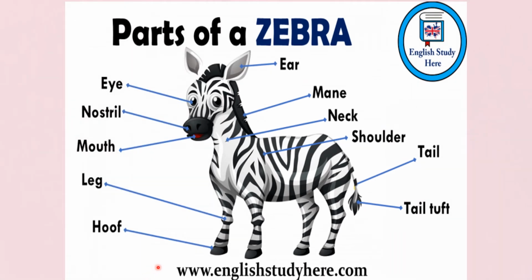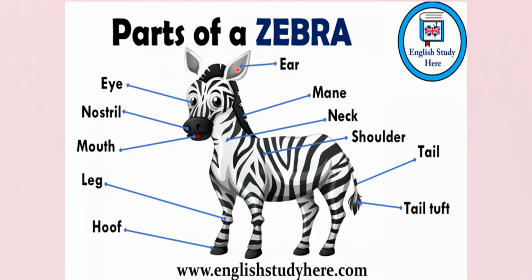Next is the zebra. Here is the picture of the parts of a zebra. This is the ear, eye, nostril, mouth, leg, hooved feet, tail tuft, tail, shoulder, neck, mane, ear.